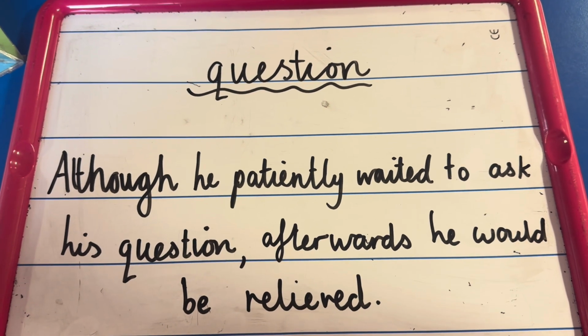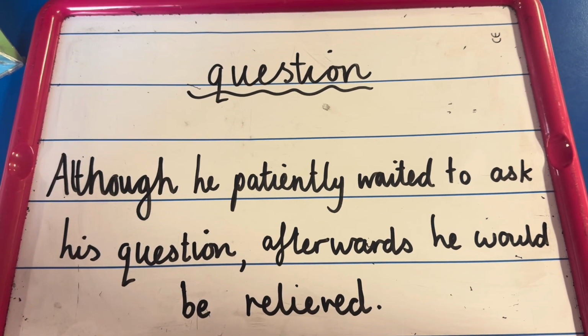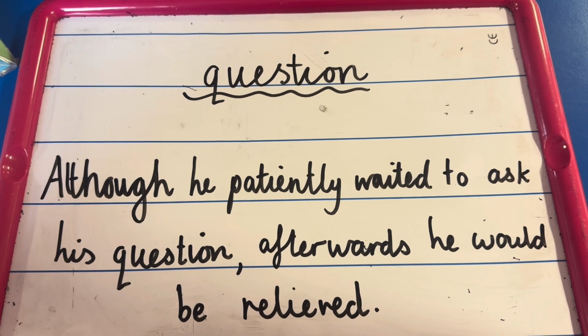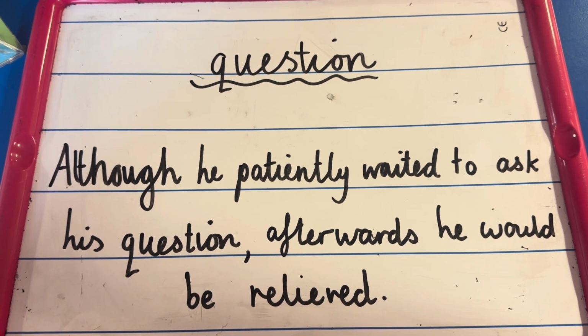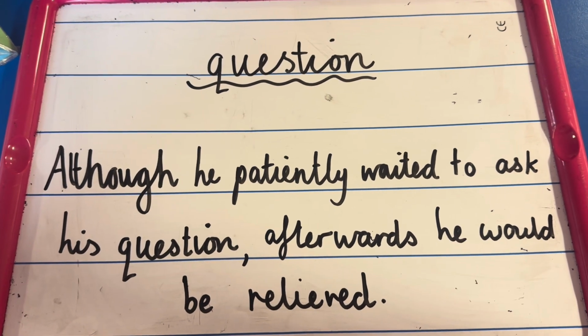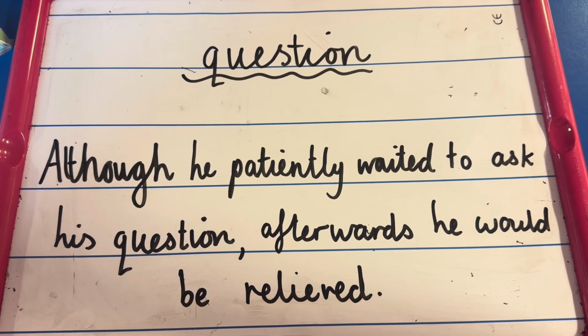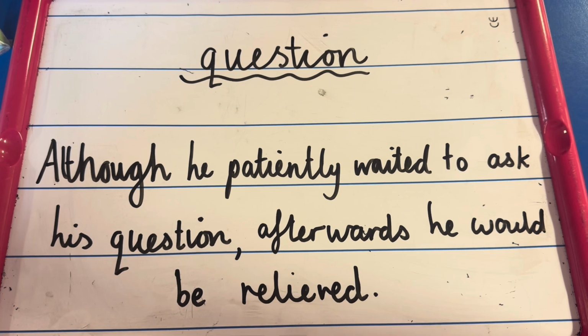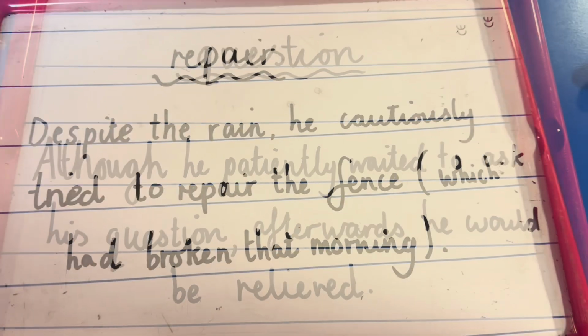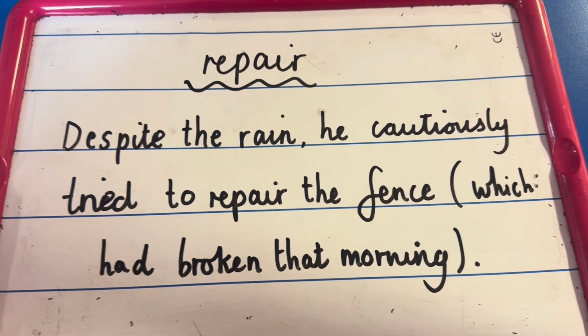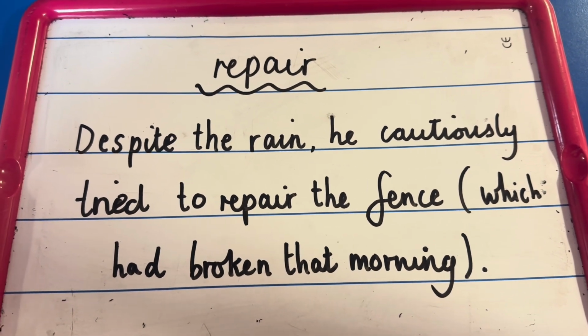Although is an example of a good opener. Patiently and relieved are examples of good vocabulary. We also have a comma as an example of good punctuation, and a connective with afterwards in the middle of the sentence too. We have another example of a VCOP sentence here with the word repair.